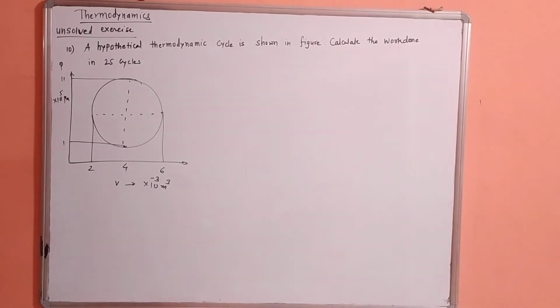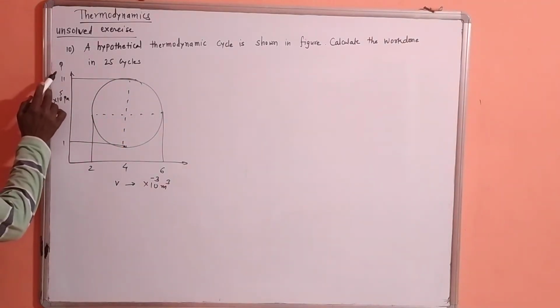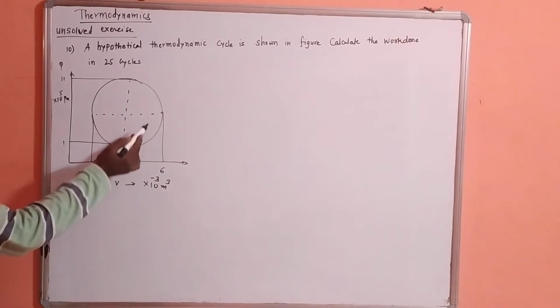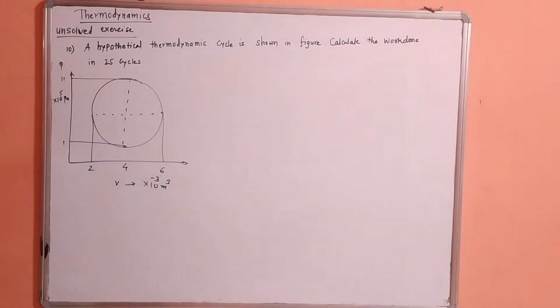Calculate work done in 25 cycles. So here we have to find out the work done for 25 cycles of this thermodynamic system. On the y axis pressure is given to you, on the x axis volume is given to you. Work done is nothing but the area of this PV diagram.